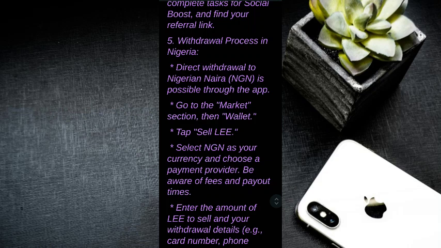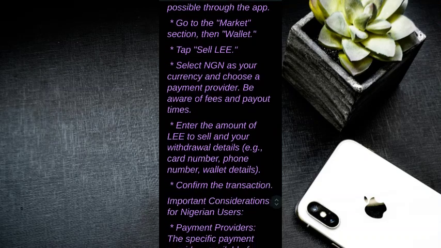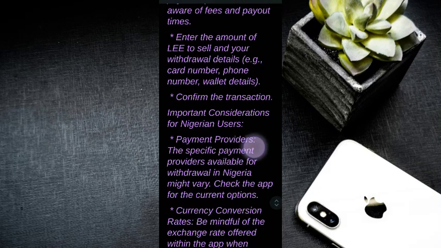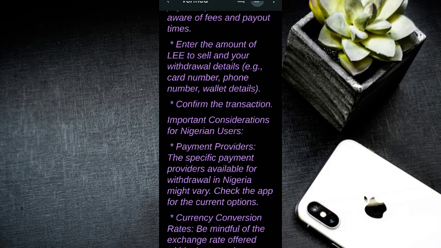What you do is go to the market section, select wallet, tap Chelee, select NGN as your currency, and choose a payment provider. Be aware of fees and payout times. Enter the amount of Lead you want to sell and your withdrawal details, for example, card number, phone number, wallet details. Confirm the transaction.